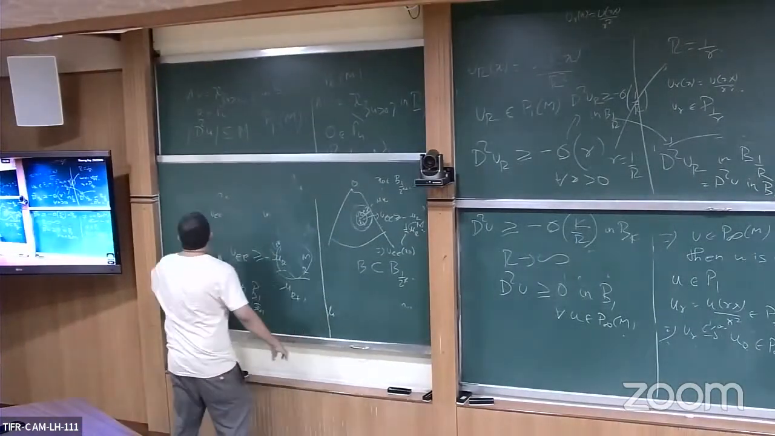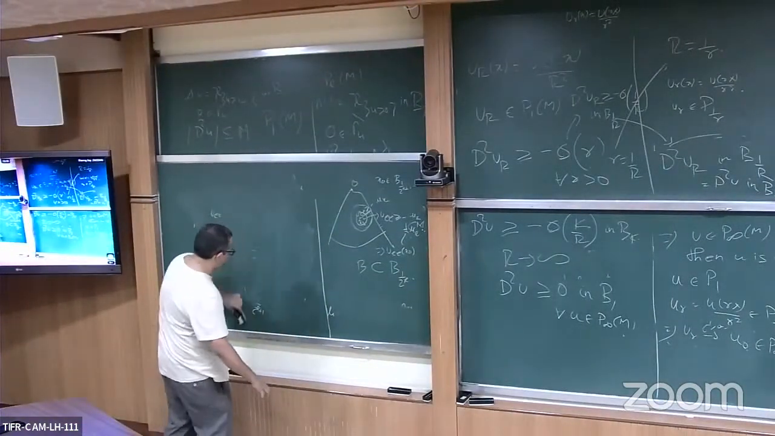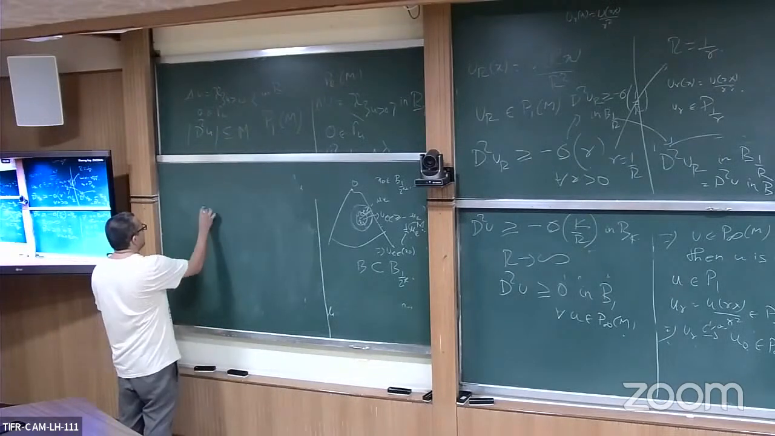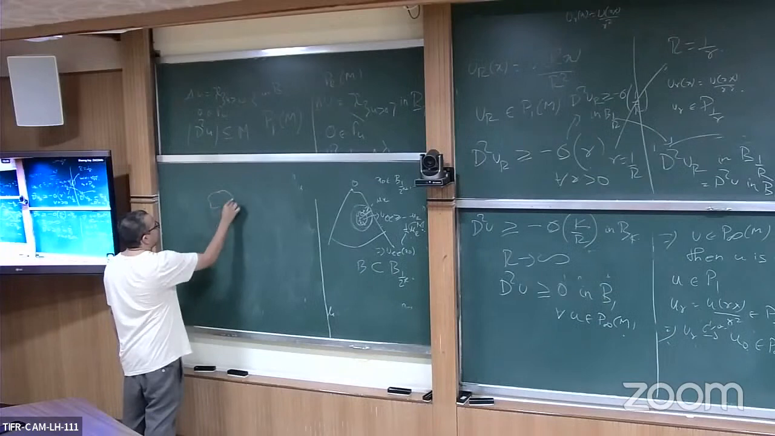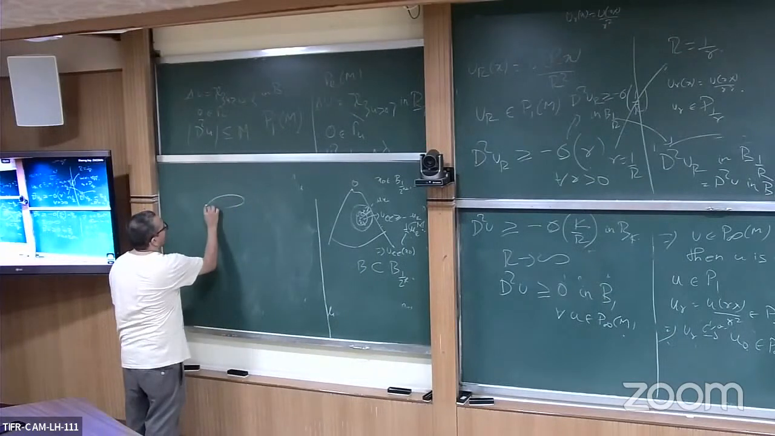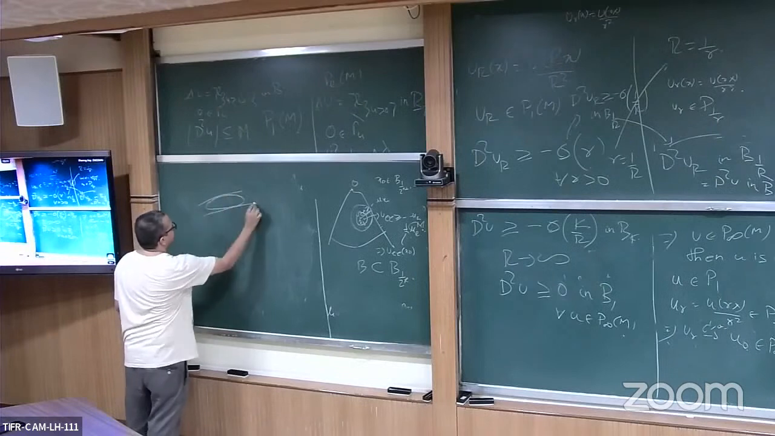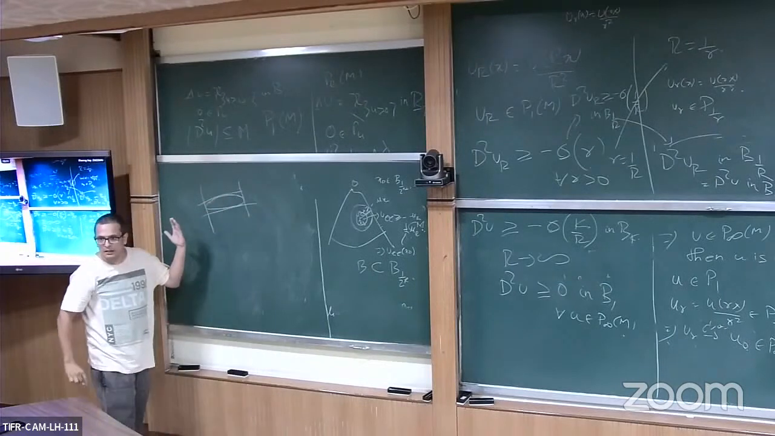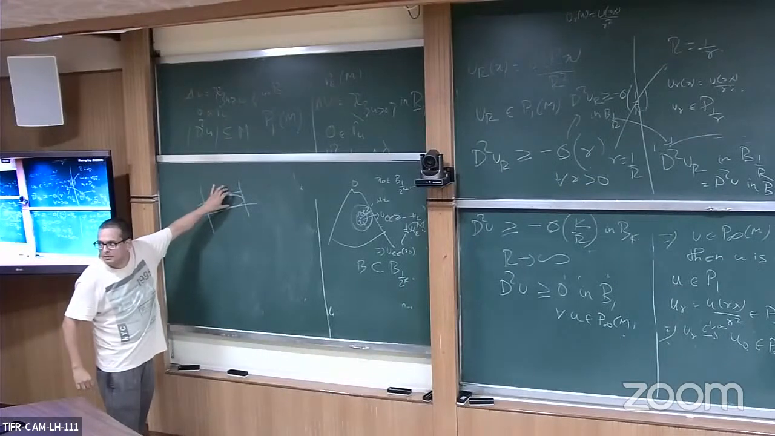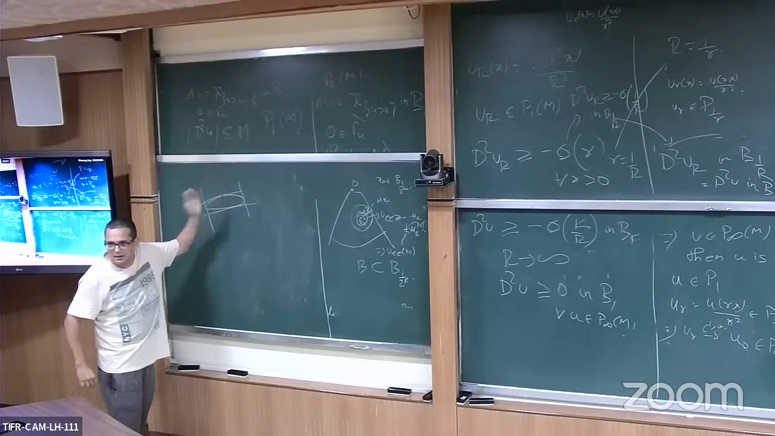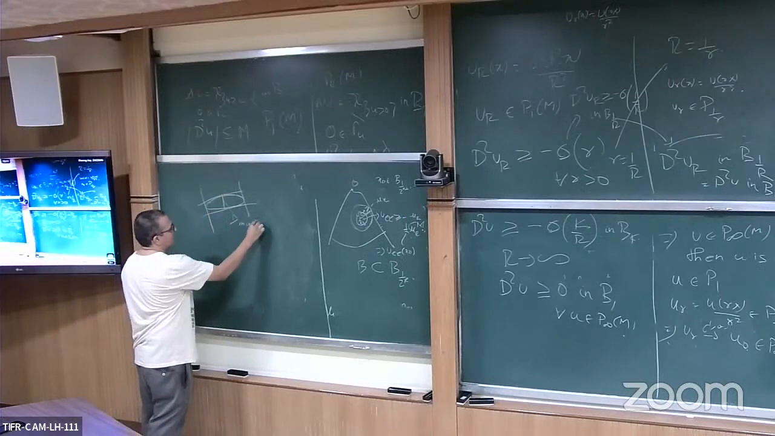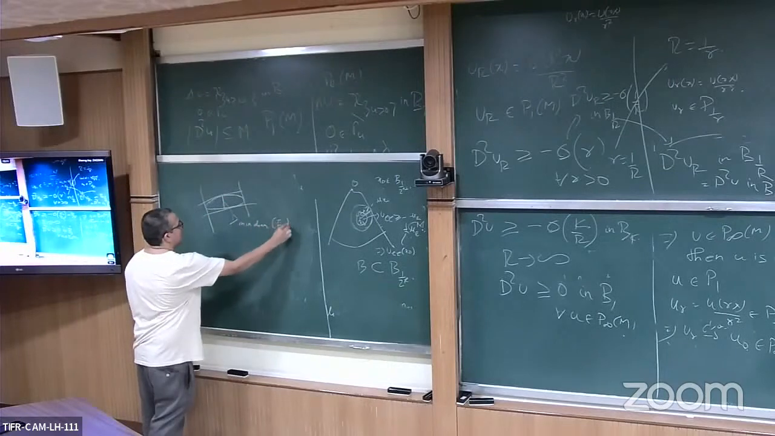So I define the minimal diameter of a set. Let me exaggerate in a certain way. If I have a set like this, you take all planes covering it, and then you take the minimal one. In the case of an ellipsoid, it is the minor axis. So this is my minimal diameter. This length is the minimal diameter of the set E, which is the ellipsoid.